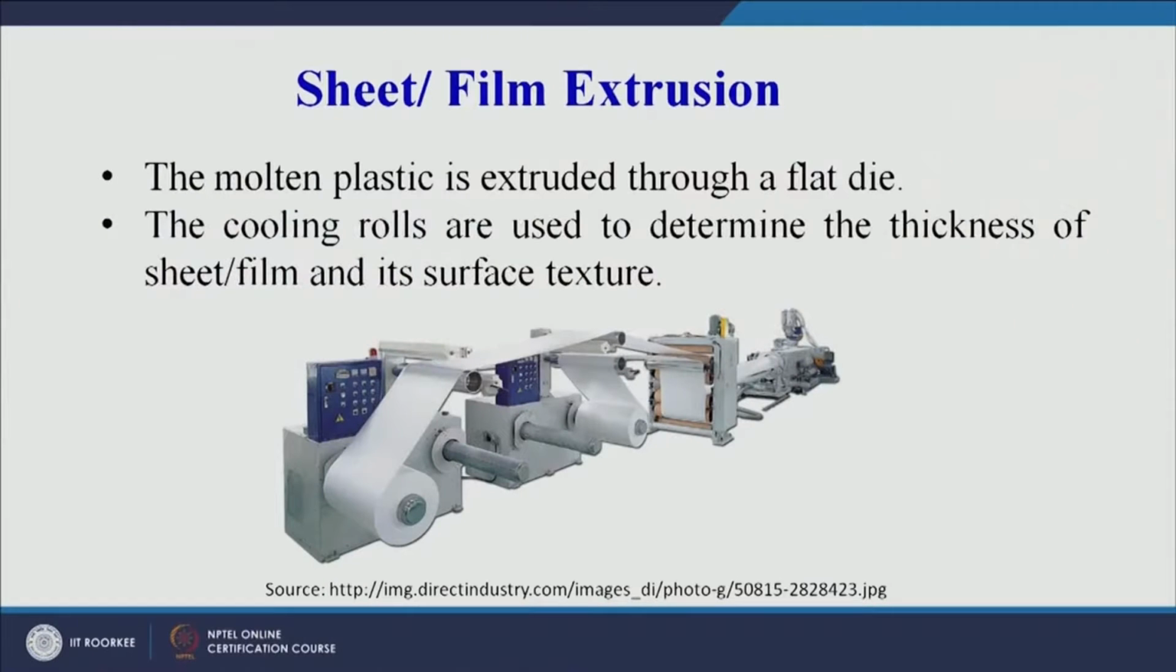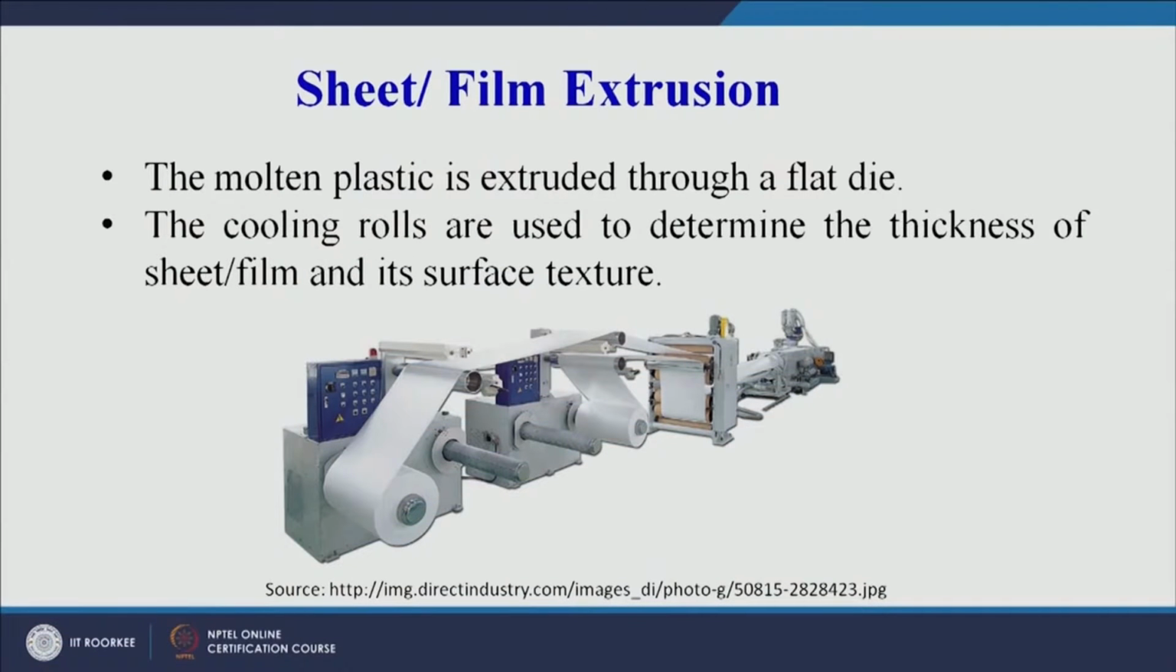On your screen you can see a complete setup of the sheet film extrusion process. You can see the molten plastic is extruded through a flat die. As I told in the previous session, the very first slide in the previous session was giving the different profiles of the products that can be made by the extrusion process, and we have seen circular profiles, honeycomb type of profiles, square profiles, rectangular profiles, and solid profiles. So we can get different types of cross sectional profiles using the extrusion process, but this particular process, that is the sheet film extrusion process, is used for making sheets, that is the films.